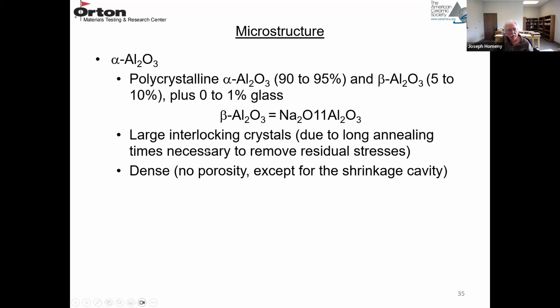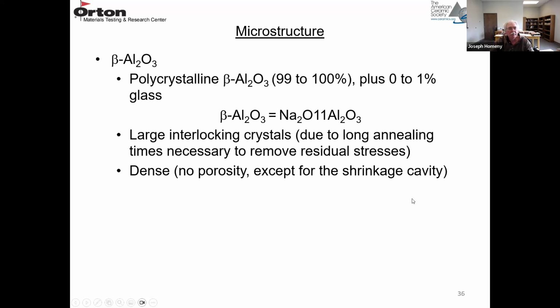Crystals grow also during the annealing process. They're dense, no porosity, but we always have the shrinkage cavity. The beta alumina is basically 99 to 100% beta alumina, less than 1% glass. So it's all Na2O·11Al2O3. It's that phase. Again, large crystals, dense, no porosity.